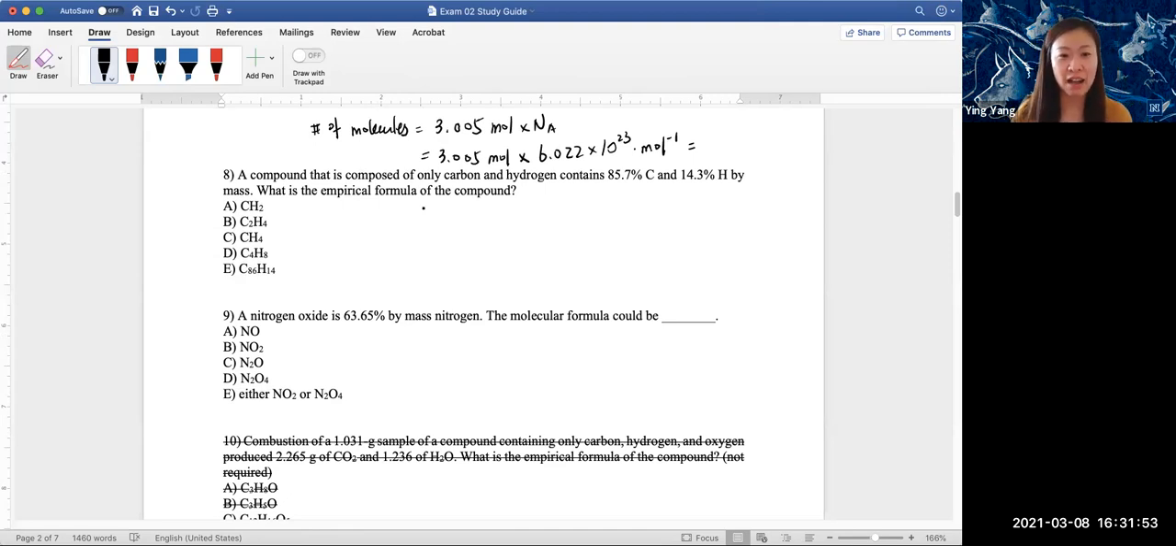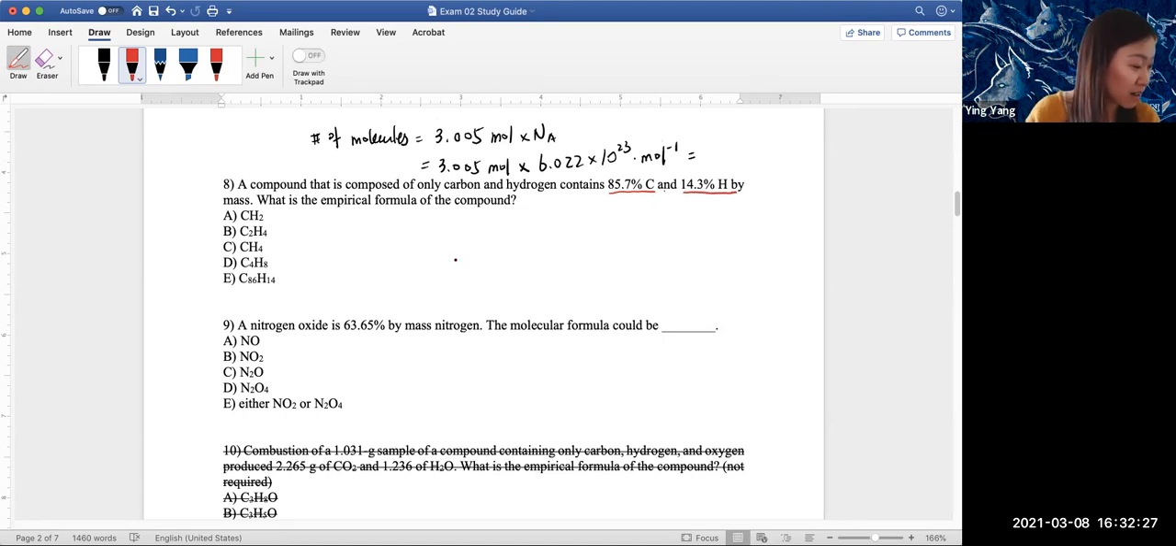Question number 8: a compound that is composed of only carbon and hydrogen contains 85.7% of carbon and 14.3% of hydrogen. So these are the key information. The percentage of carbon, percentage of hydrogen, because it's a hydrocarbon, so it only contains these two elements and their weight added together should be 100%. So what is the empirical formula of the compound?